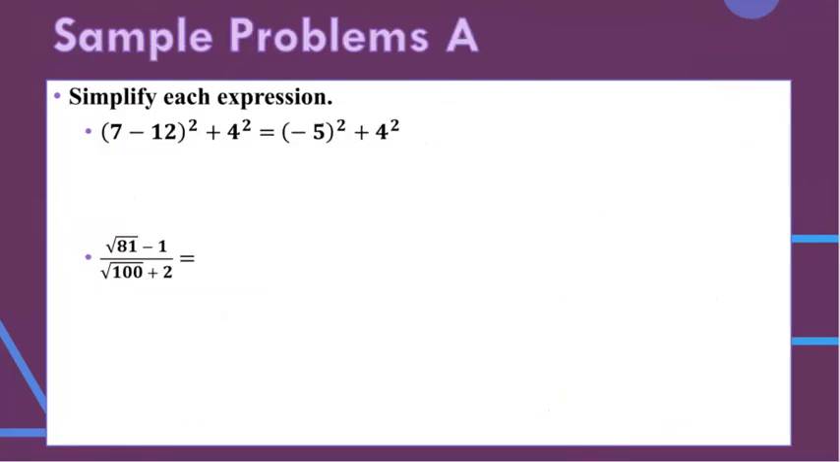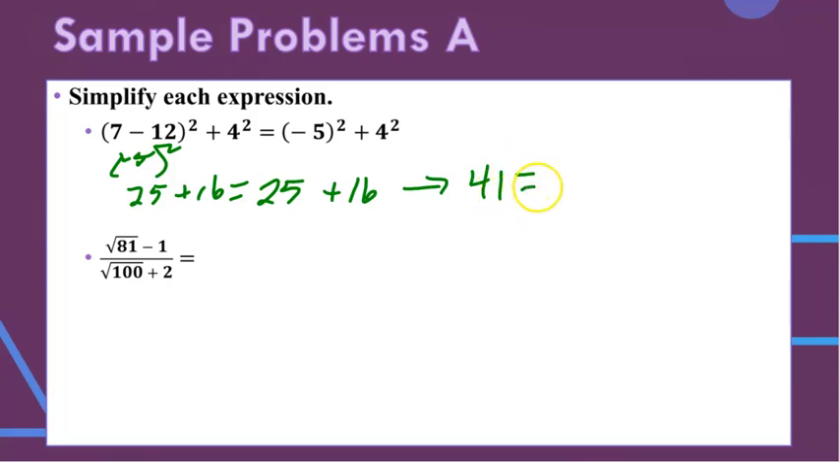And in our last couple problems, here we have order of operations. We do parentheses first, so 7 minus 2 is negative 5. Then we square, which is 25, plus 4 squared, which is 16. This has to equal negative 5 squared, which is 25, plus 4 squared, which is 16. So this is going to be 25 plus 16, which gives us 41. And 41 does equal 41.